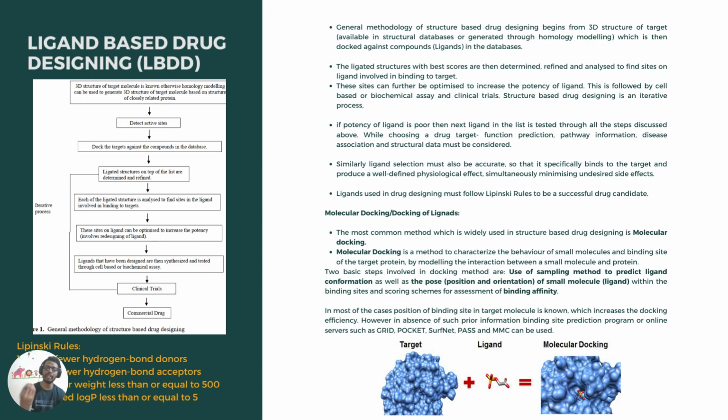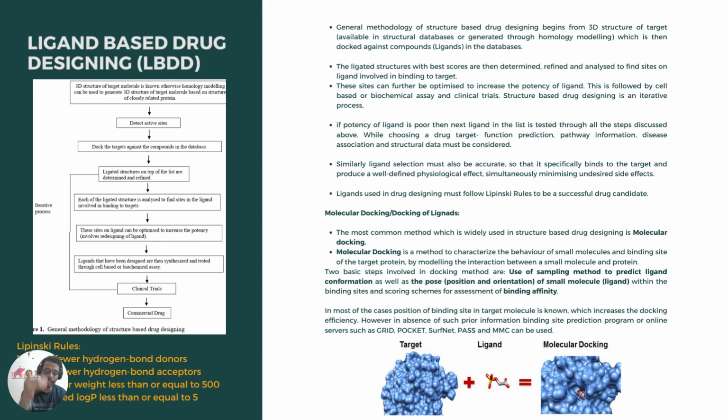So first, using the sampling method, we predict the proper ligand conformation which is able to fit properly to the active site of the target protein, and also the position and orientation in which the ligand fits properly into the pocket of the target receptor or target protein. Based on its position and orientation, we need to find out the binding sites, and in which position the binding is happening properly and efficiently.